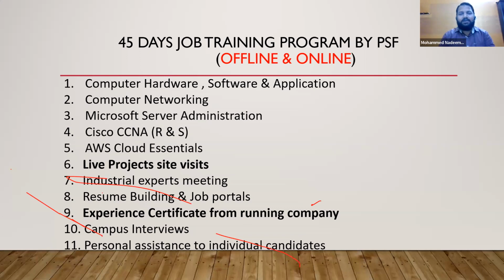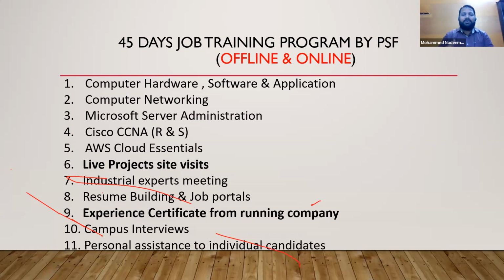This is just an offline course, not online. We will teach computer hardware, software, applications, networking, Microsoft Server administration, then Cisco, then some basic cloud essentials. Then we will take you to the live project sites. Then industry experts will come and meet you at the office and conduct sessions. After giving you the skills, we will build your resume and guide you.